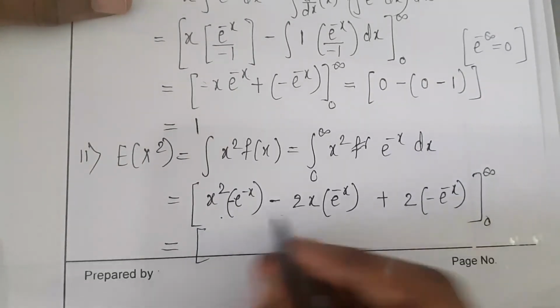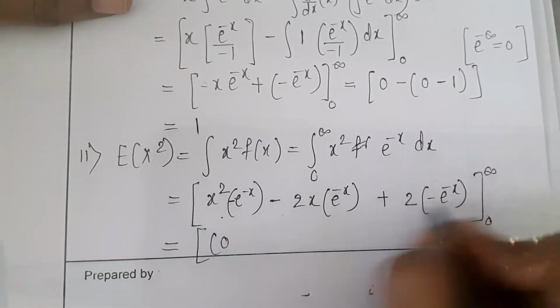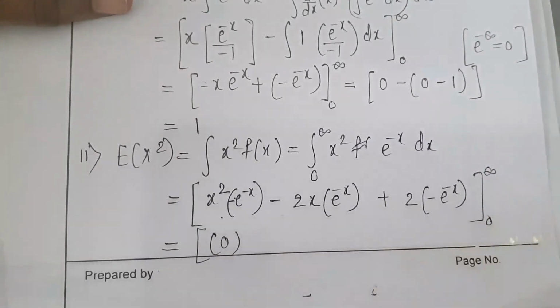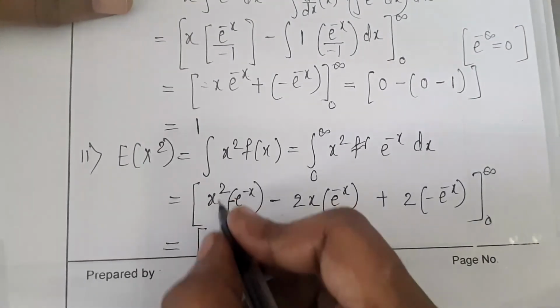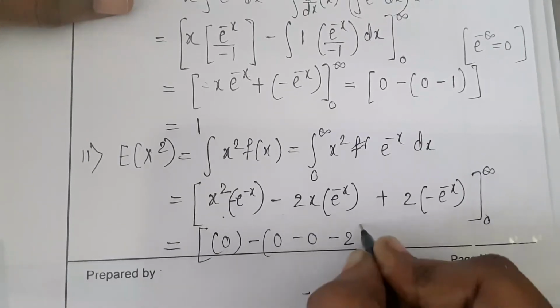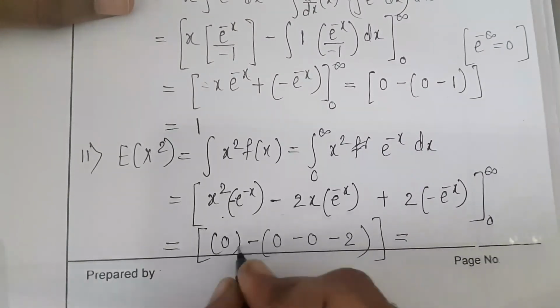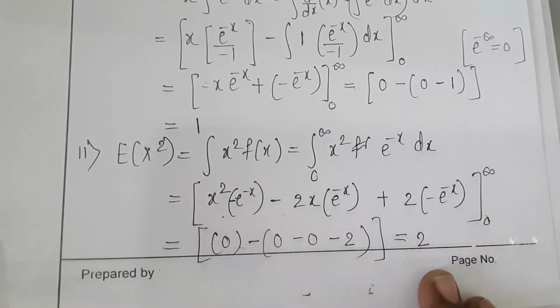Next, put limit infinity. If we put the upper limit, e to the power minus infinity becomes 0, so in all parts it becomes 0. Next, minus x square, so x becomes 0. First term becomes 0, second term becomes 0, third term becomes minus 2. So minus of minus becomes plus 2. Expectation of x square we obtained as 2.